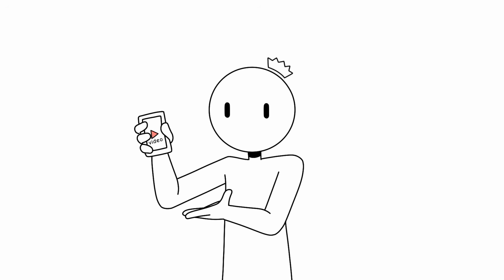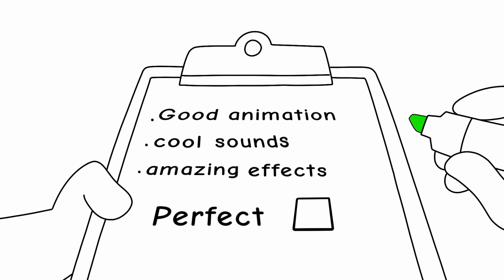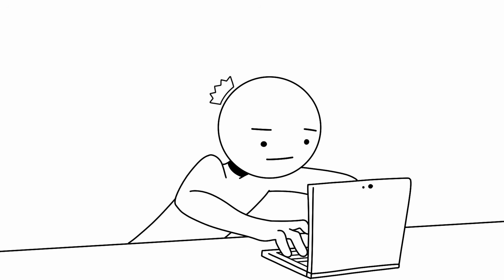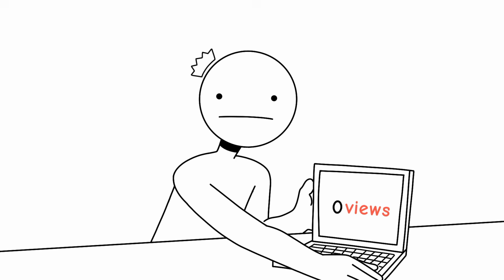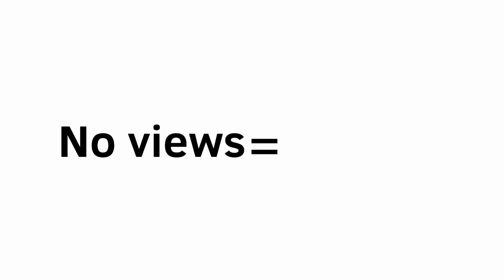So let's say you've made a great video, like with a good animation, cool sounds, amazing effects, like everything looks perfect. But here is the problem. If your thumbnail isn't good, your videos won't get views, because the thumbnail is a hook that grabs people's attention. So no hook, no click, no click, no views, pain.